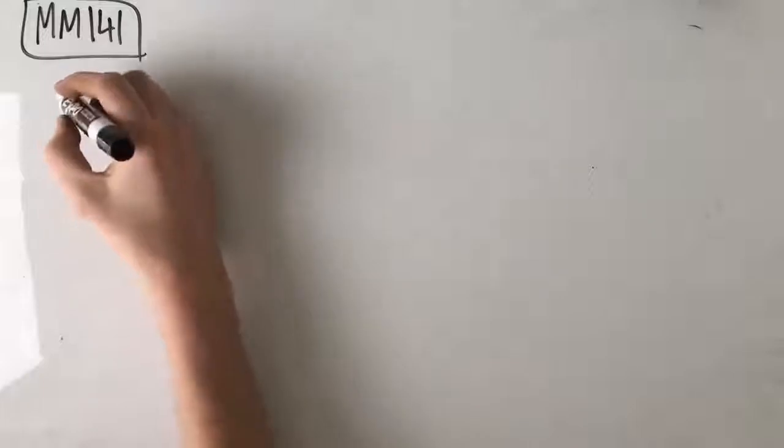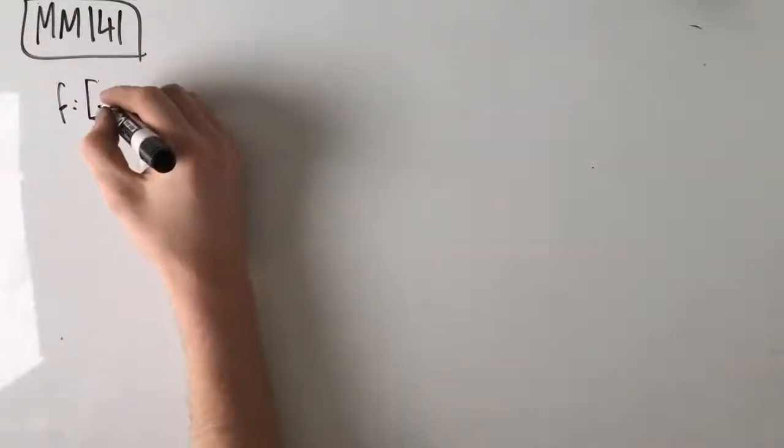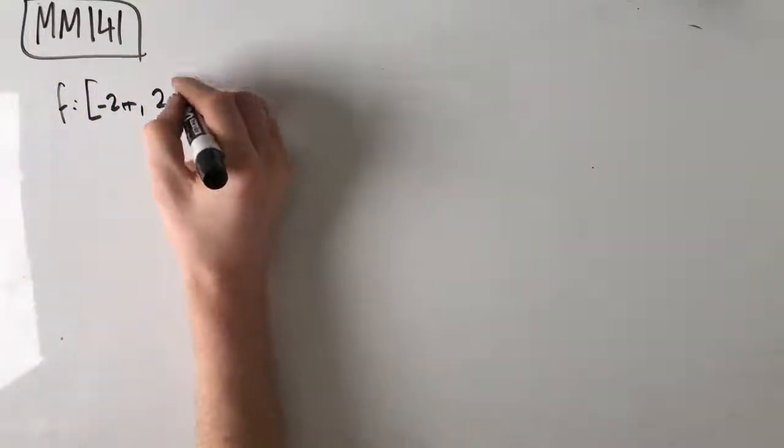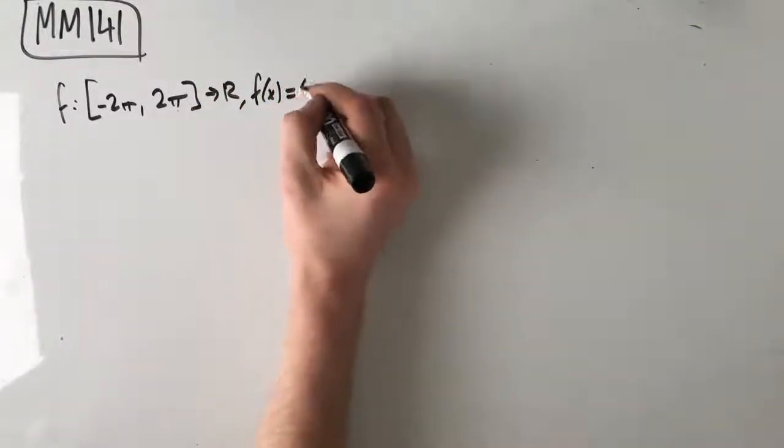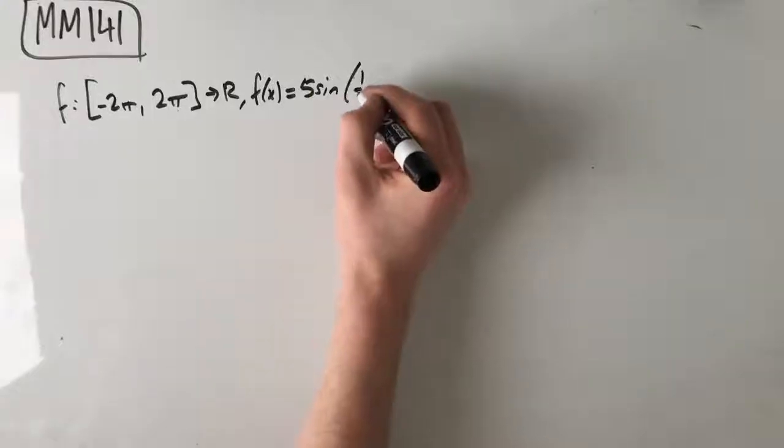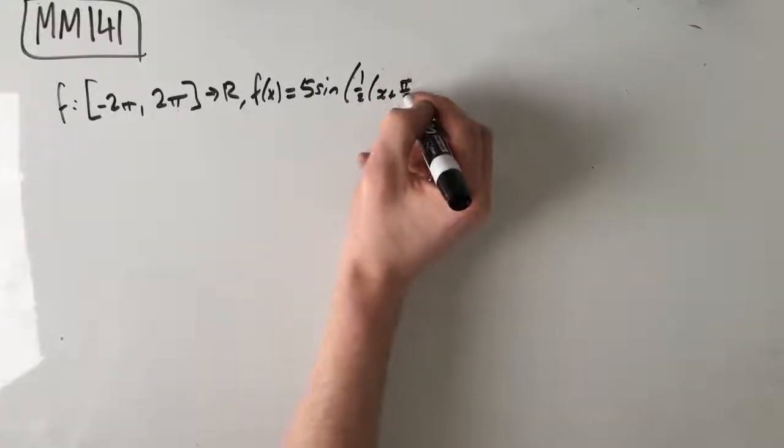Hey guys, this is question MM141 of the Maths Methods Fortify study guide. We've got this function here, f from negative 2 pi to 2 pi to R, where f of x equals 5 sine of 1/2 x plus pi on 3.